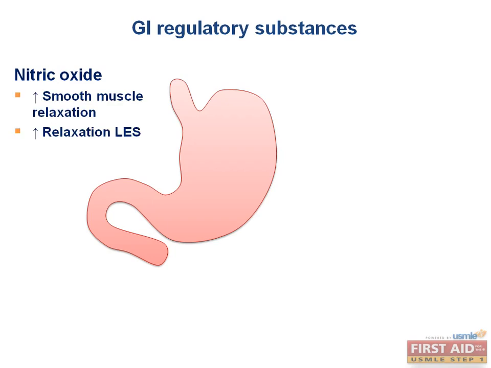Nitric oxide is responsible for smooth muscle relaxation, including at the lower esophageal sphincter. You're probably more familiar with its role in cardiovasculature. The clinical correlation is that without NO secretion, you may develop achalasia.